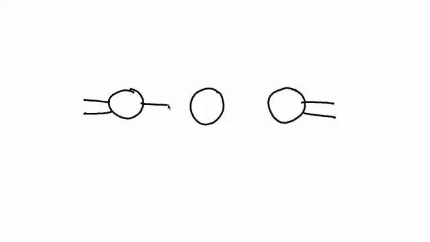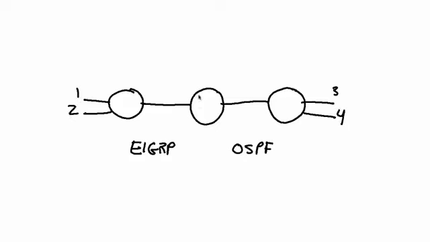Now let's just do a quick review of redistribution. Let's say we have 3 routers that are connected, and the middle router is connected to one router via OSPF and the other router via EIGRP. The EIGRP router knows of routes 1 and 2, and the OSPF router knows of routes 3 and 4, and the middle router, because it's running routing protocols with both, is aware of all 4 routes.